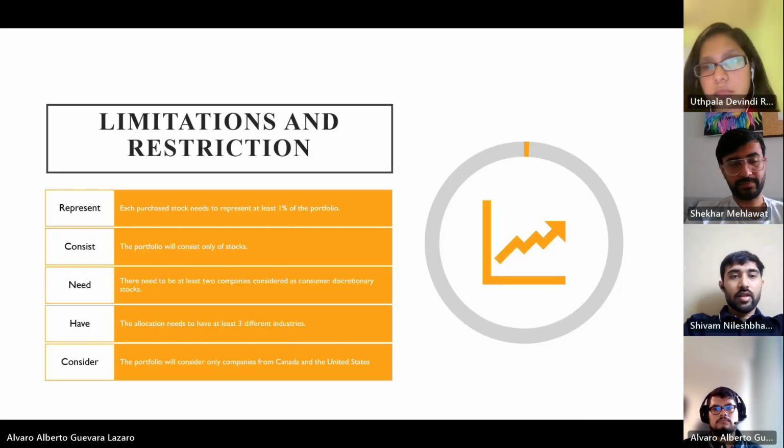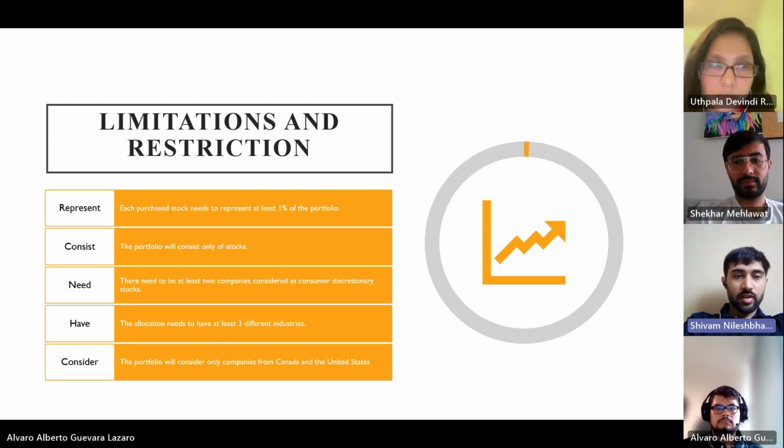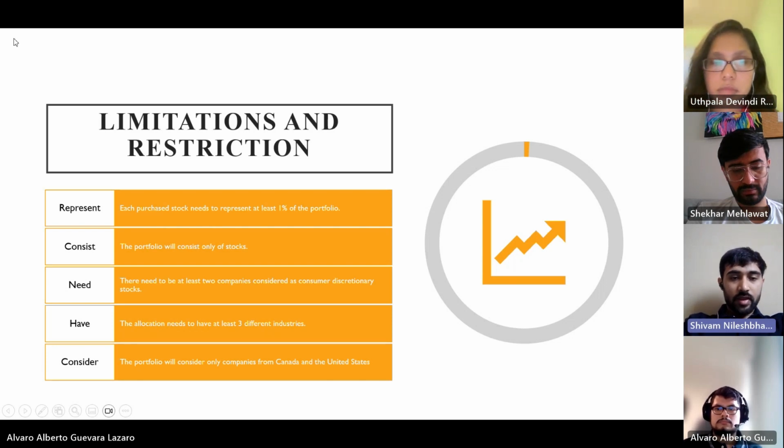Thank you, Shekhar. The limitations and the restrictions. There are five different parts. The first one is each purchased stock needs to represent at least 1% of the portfolio. The second one is that the portfolio will consist only of stocks. The third one is that there need to be at least two companies considered as consumer discretionary stocks. The fourth one is that the allocation needs to have at least three different industries. The last one is that the portfolio will consider only companies from Canada and the United States.